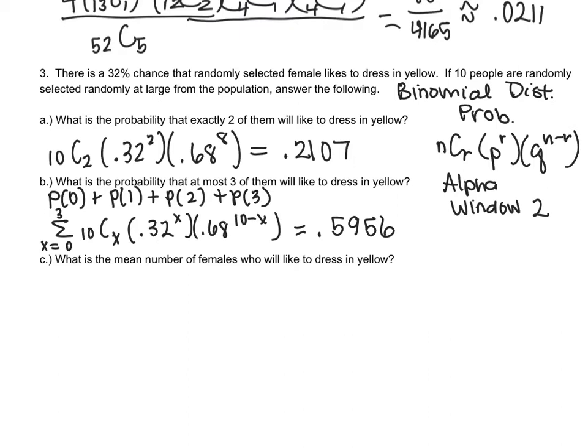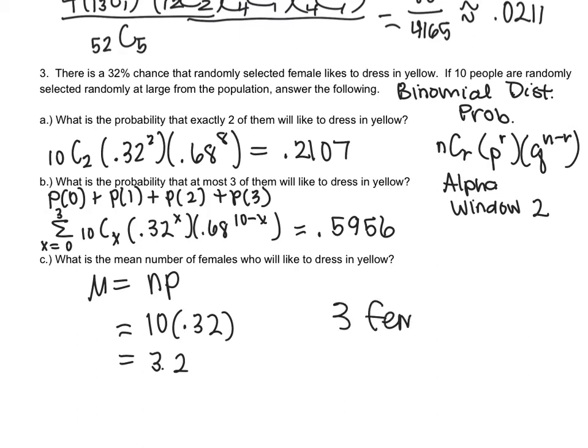Finally, in C, we want to know the mean number of females who would like to dress in yellow. So the mean for a binomial probability distribution is found by doing n times p. So the number you have times the probability of success. So in this case, that's 10 times 0.32, which is going to give us 3.2. But because we're talking about people, we can't have a decimal, so that basically becomes 3 females.